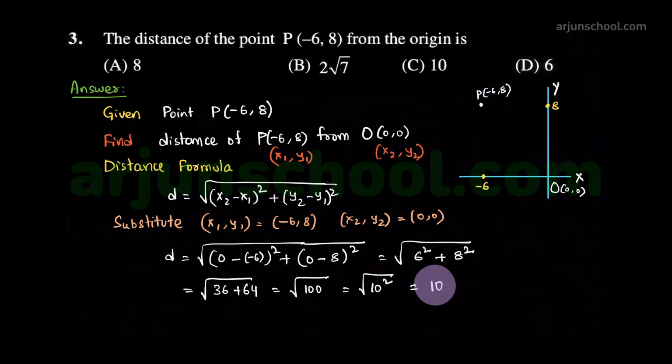From the given options, option C, 10 is the right answer. Therefore, the distance of the point P(-6, 8) from the origin is 10 units.